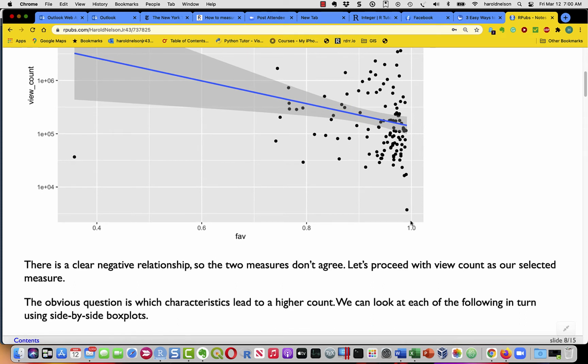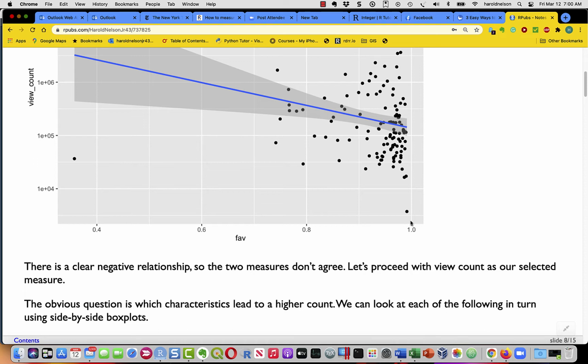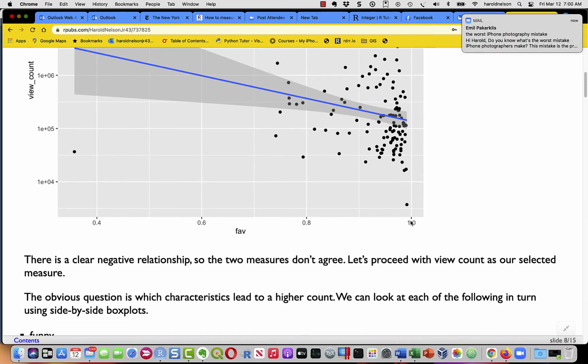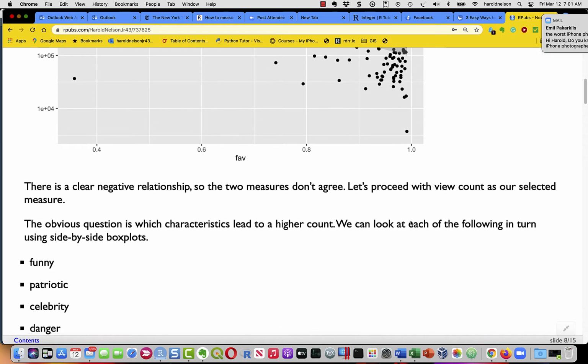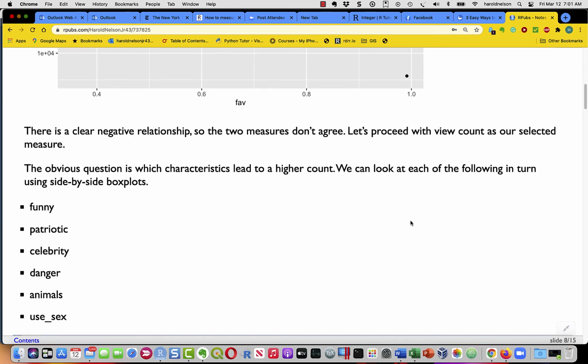Okay, the obvious question is which characteristics lead to a higher count? What we want to do next is look at each of the following in turn using side-by-side box plots: funny, patriotic, celebrity, danger, animals, use sex. Those are the things that we think might influence the popularity of a video, make it more popular. So go ahead, do side-by-side box plots for each of those variables. Every one of these variables just simply has the value of true or false. Okay, you've stopped the video, you're doing your work. Come back when you're done, and I'll show you my side-by-side box plots.